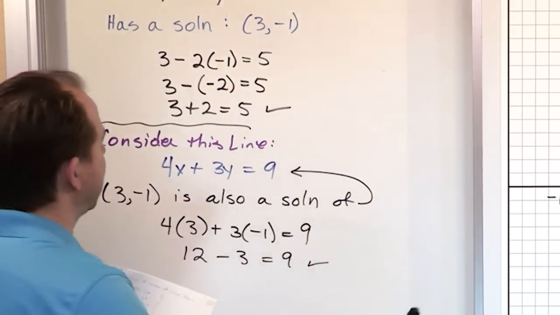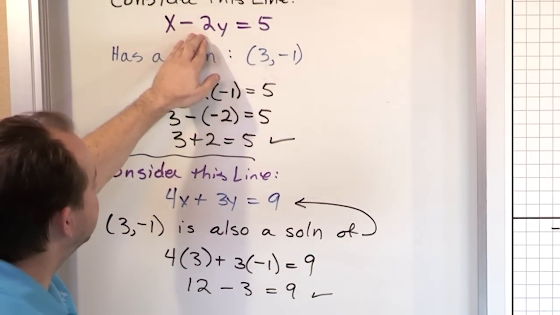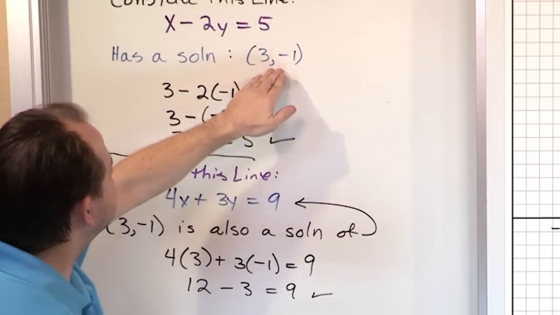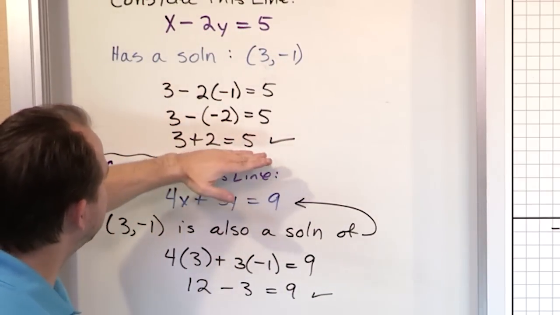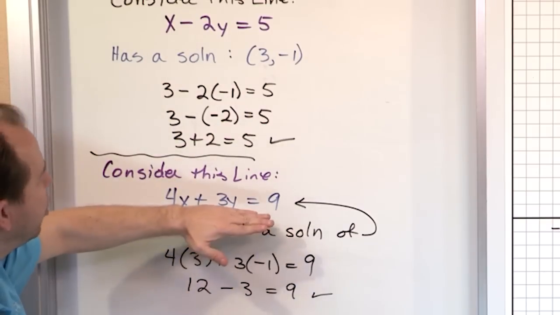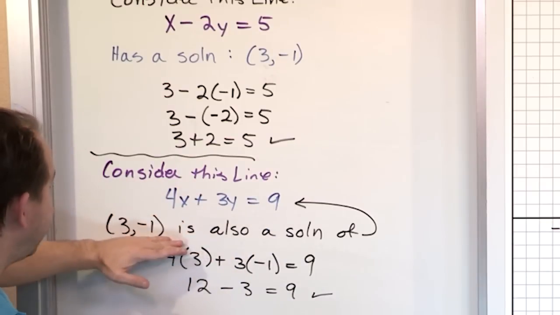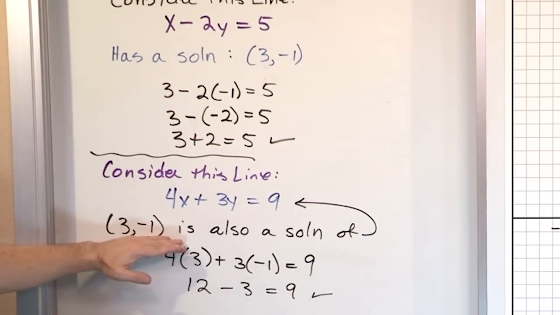So all I've done so far is say, hey, here's a line. We're going to graph it in a minute, but right now just say there's a line. It has a solution. How do we know it's a solution? We plug it in and it works. Here's a totally separate line, not the same line, a completely different angle, slope, and everything. And it also has this exact same point as a solution. How do you know? You plug it in there and it works.